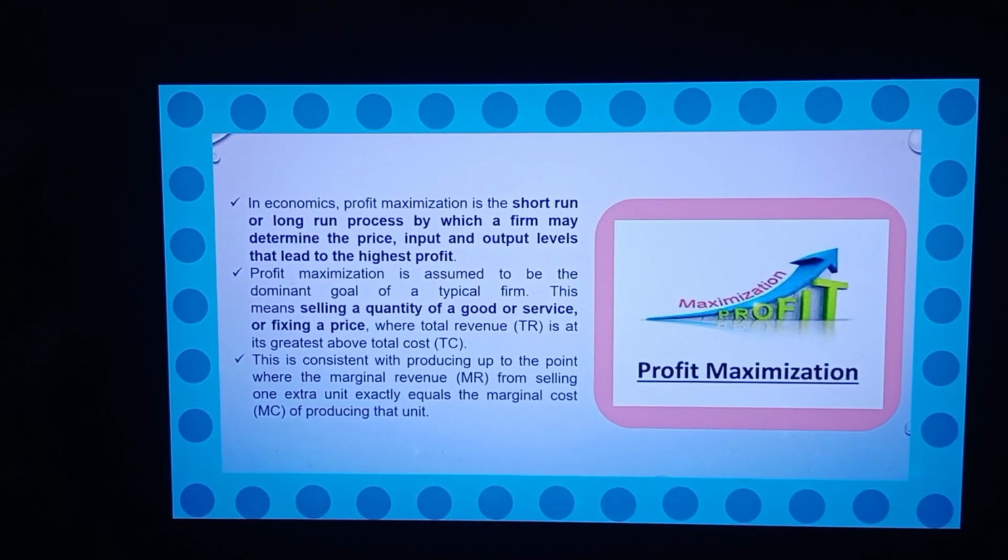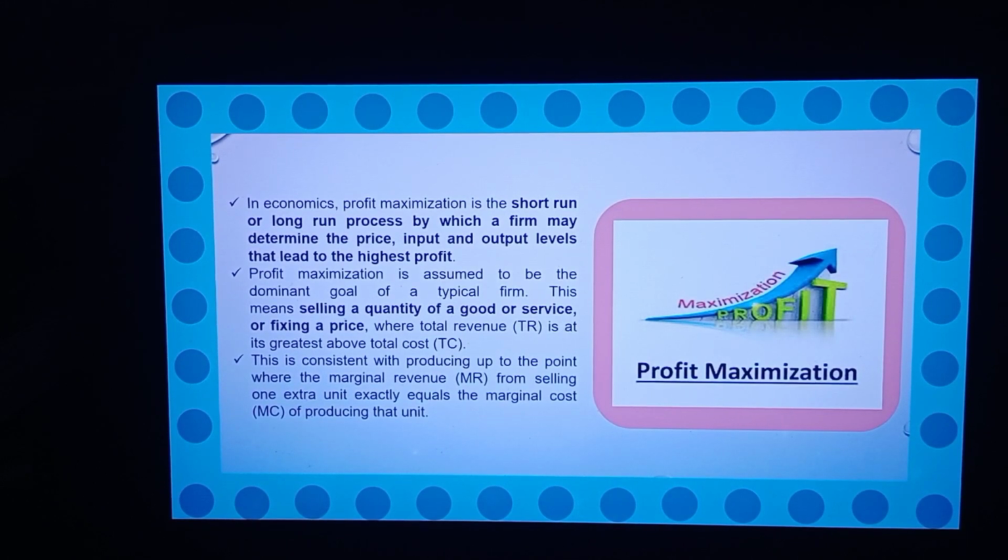Ibig sabihin nito, pinapalagay natin na ang layunin ng isang typical na kumpanya o business ay ang pagbebenta ng dami ng produkto o serbisyo at ang pag-aayos ng presyo na kung saan ang kabuuang kita, yung income, ay mas malaki kaysa sa kabuuang gastos. Yung ginamit na pera para gumawa ng isang produkto, yun yung gastos na sinasabi natin. Dapat mas malaki yung revenue kaysa sa cost. This is consistent with producing up to the point where the marginal revenue from selling one extra unit exactly equals the marginal cost of producing that unit.